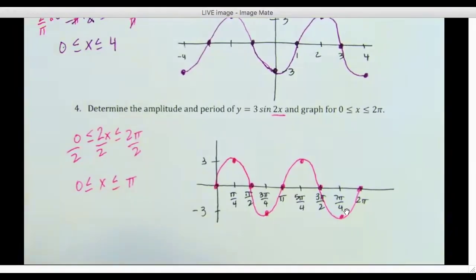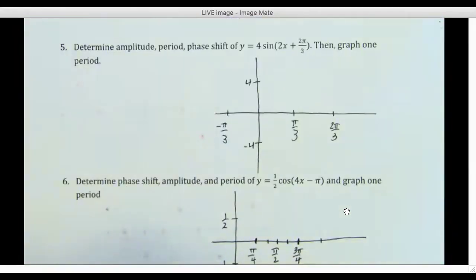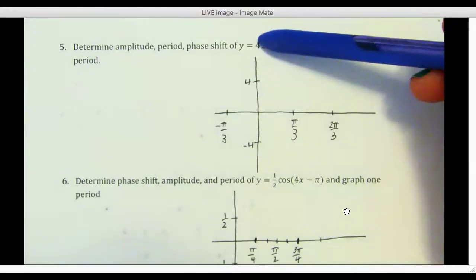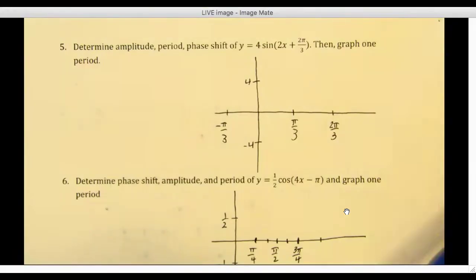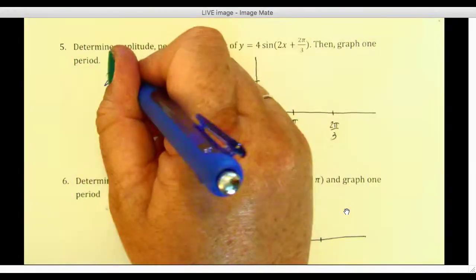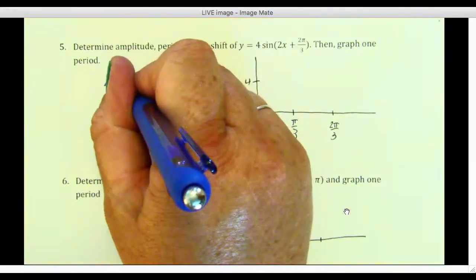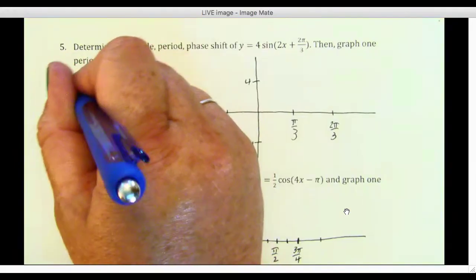All right, and on the next page, we have a few more examples. We're going to see a little bit more complication in these examples where we have a phase shift now. So in this first example, I can see that I have 4 sine of 2x plus 2 pi over 3, and I want to graph 1 period. So I'm going to put that 2x plus 2 pi over 3 in between 2 pi and 0.